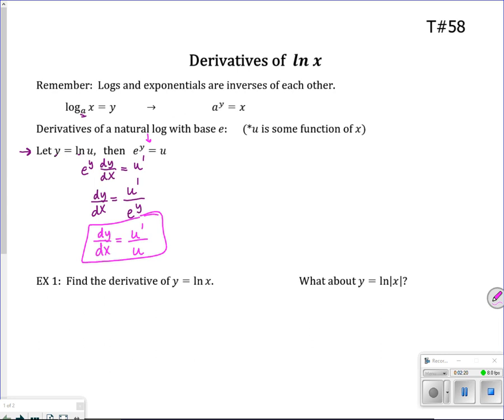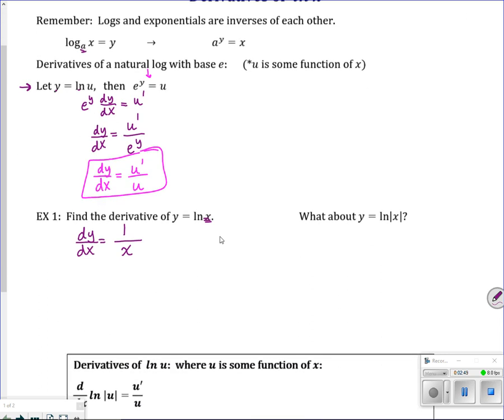So very simply, if y is equal to ln of x, then dy dx, if this is simply just x, well, that's our u. It goes on bottom. What's the derivative of x? It's 1. So dy dx is 1 over x. And then we've got to throw in some absolute values. We love absolute values, right?